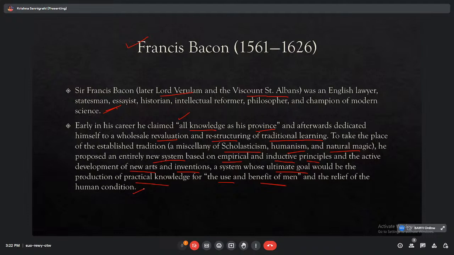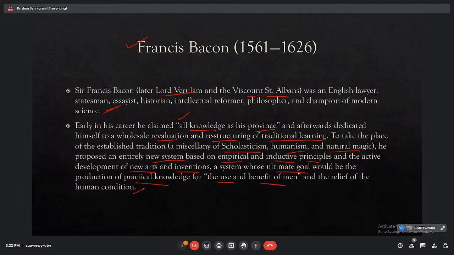As it is happening now, we are seeing that National Education Policy 2020 is kind of redesigning our method of studying, our method of syllabus and studies in general. So he was also doing revaluation and restructuring of traditional learning to take the place of established tradition, a miscellany of scholasticism and humanism and natural magic. So he proposed an entirely new system based on empirical and inductive principles, and the active development of new arts and inventions is what he focused on.